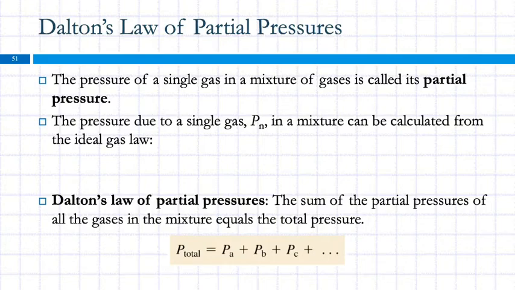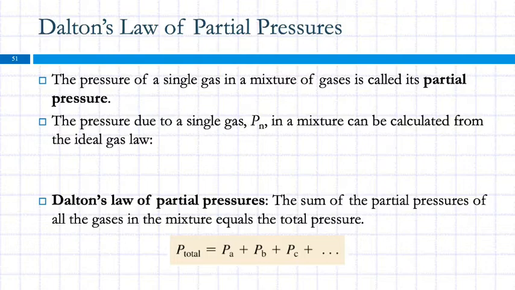Sometimes, though, we need to know the pressure of a particular gas in the mixture. That would be called the partial pressure. So the pressure of a single gas in a mixture is a partial pressure. The sum of the partial pressures gives us the total pressure. So all the partial pressures add up to the total pressure. And that's what Dalton's law of partial pressure tells us. If we take the pressure of each individual gas and add them together, we get the total pressure of the gas.